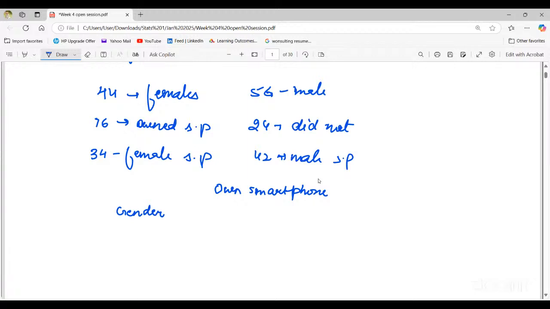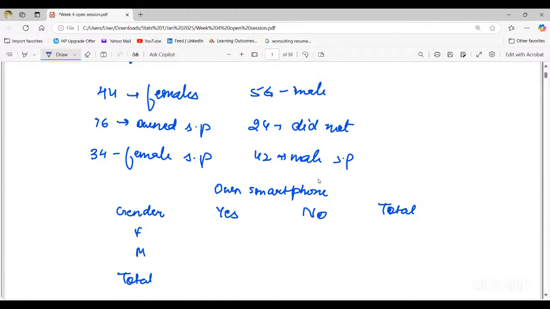So now, in gender, we have two types of categories: female and male. And for owning a smartphone, we have two categories, that is whether they're owning it or they're not owning it. And here we have the total, and this is the column total.